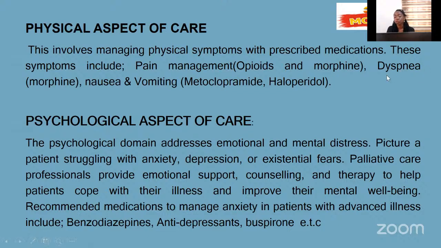The patient can also have dyspnea, you use morphine, nausea and vomiting, you use drugs like metoclopramide and haloperidol. Those are the drugs you use to manage those physical symptoms. There are so many physical symptoms. I just listed some here, so you can go back and research more physical symptoms in palliative care. It depends on the patient's condition. So these are the most obvious ones. Pain will always be there. Most times, patient will feel nauseated. The person will have many gastric issues like that.